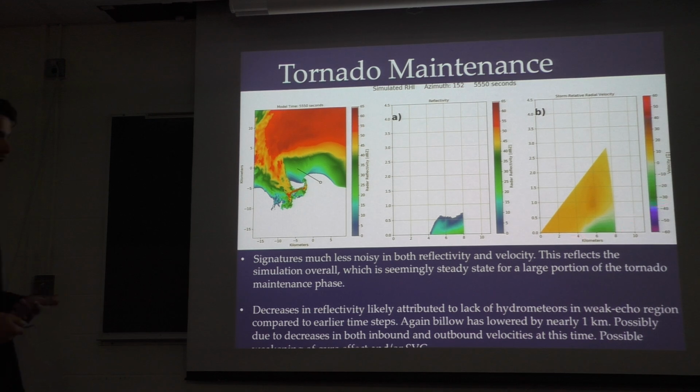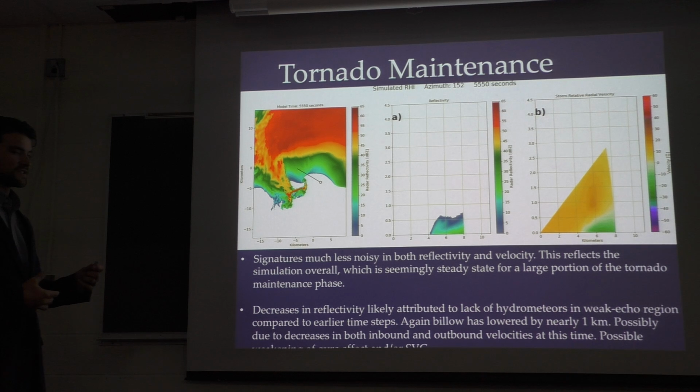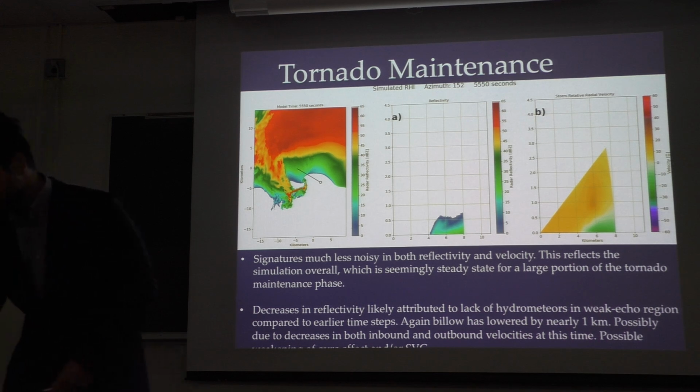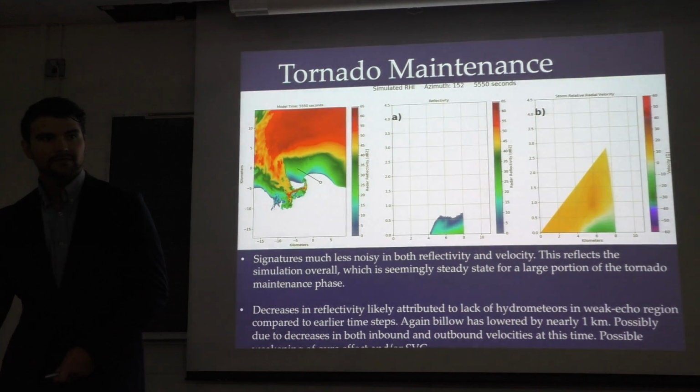It's not as strong. The billow is pretty low. The forward flank, the weak echo region looks a little bit more quiet. There's just not as much noise, which is interesting because this is like the most violent time of the storm. And so it's almost like once this tornado really gets a hold in the storm, the storm is just chilling. It's in steady state almost, which is really interesting. Never heard a tornadic storm described as chilling.